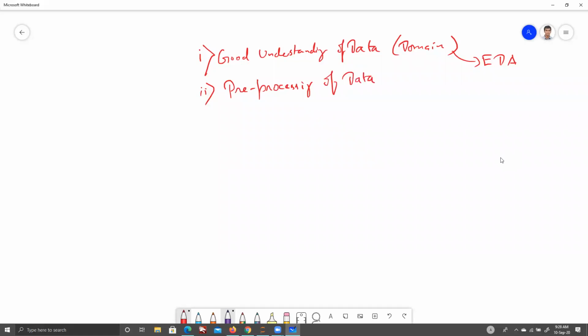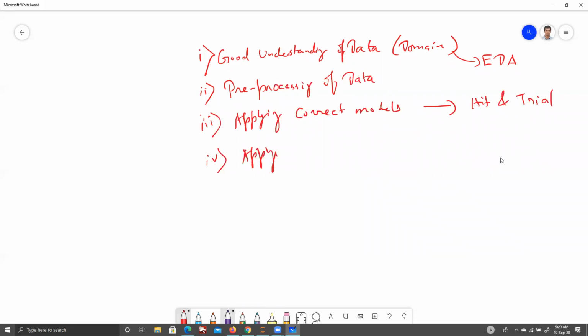Then applying correct models. Now it is not that easy. It definitely comes with practice, so it will be a lot of hit and trial first of all. Fourth step, applying regularization wherever possible. I'm not saying it is always available, only when possible.